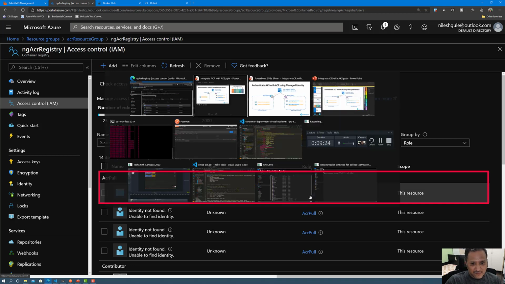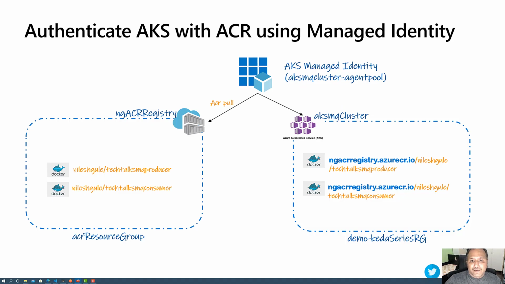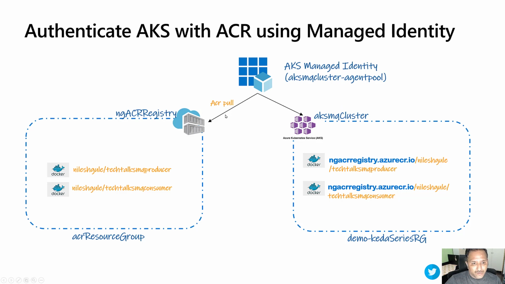By means of this, the managed identity has pull permission, and it's able to pull the images from our container registry and deploy them onto the AKS cluster. As you can see here, the AKS cluster resides in a different resource group, and the container registry resides in a different resource group. In spite of this, because of the permission given to the managed identity, we are able to pull those images.